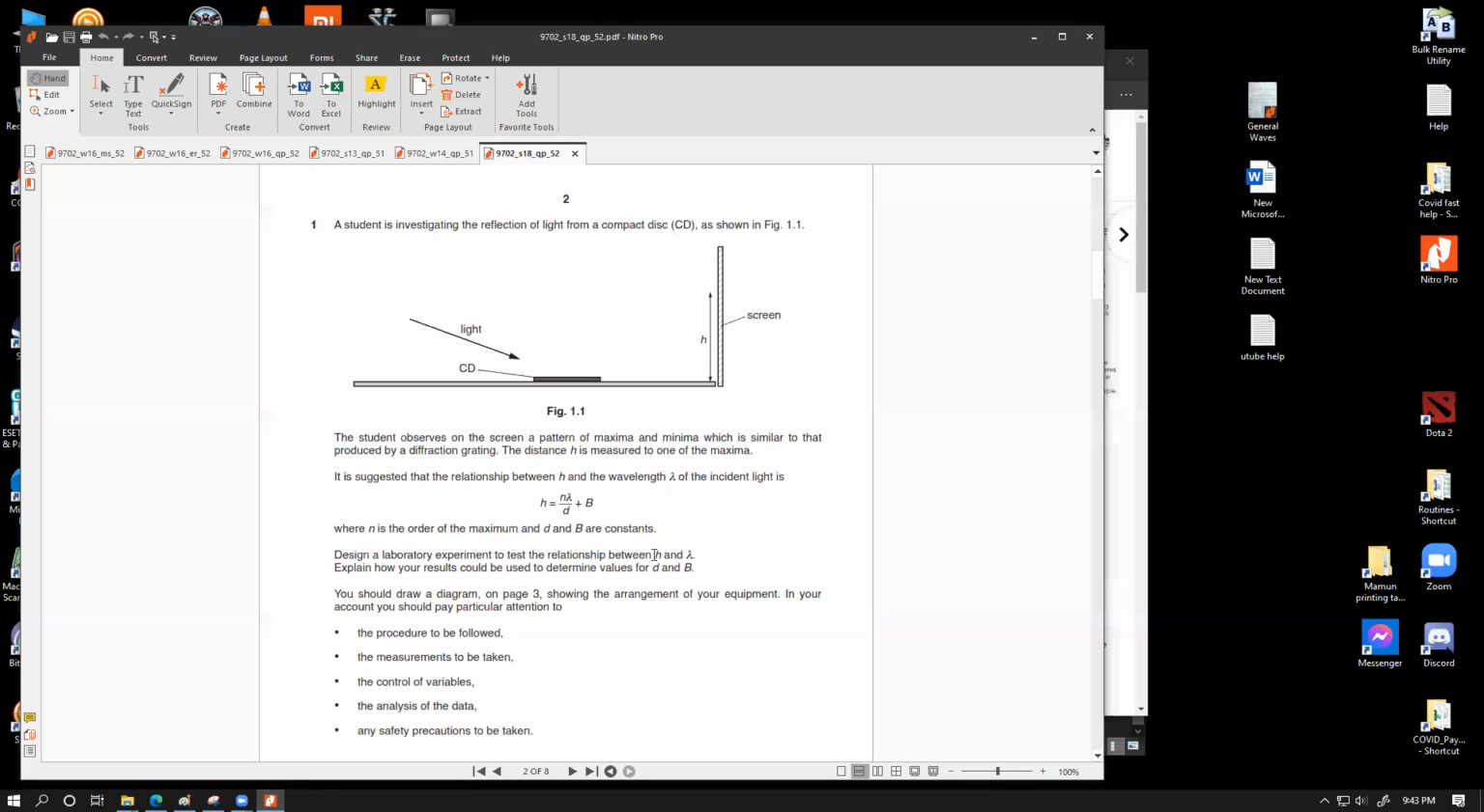So h and lambda মধ্যে আমাদের relationship বের করতে হবে. So try to think about it. What are we trying to measure? We will have to have the same n. We'll have to have the same d, and we'll have to have the same b. D and b are default constants, which we don't have to bother.